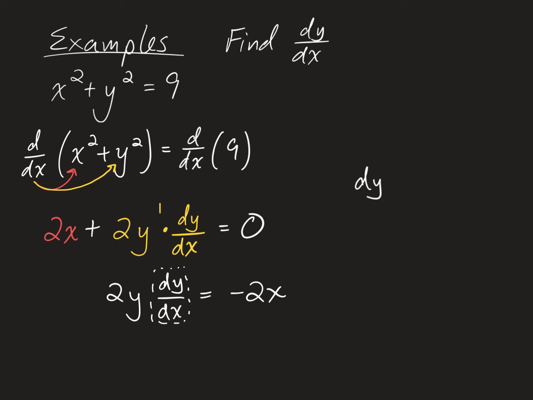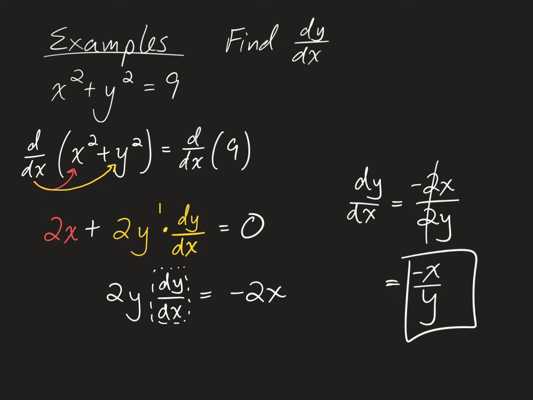So dy dx equals negative 2x over 2y. And of course we can do some simple simplifying here: negative x over y. And that is the implicit derivative of this circle. Now you might notice too that the implicit derivative not only has x's in it, but also y's. That is important to keep in mind as we move forward.